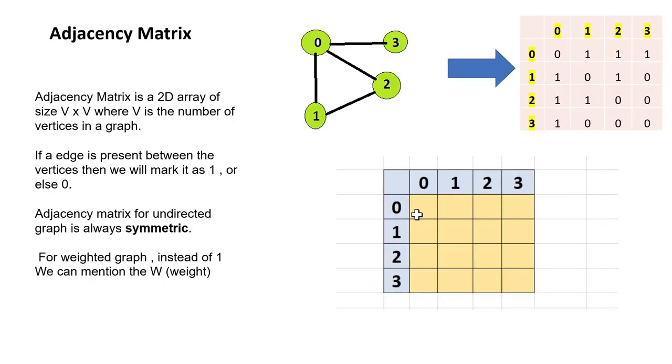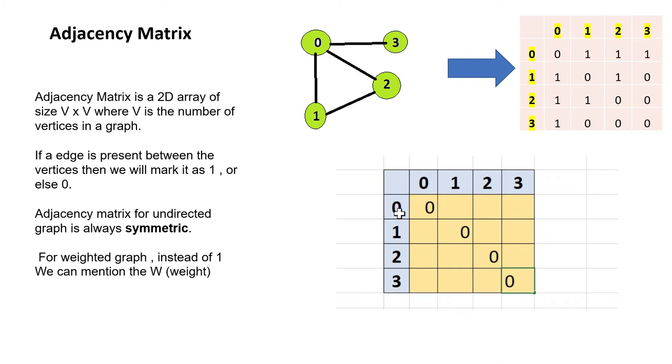Here I formed a V cross V matrix, which denotes the vertices: 0, 1, 2, 3. I have a total of 4 nodes, denoted here and in this area also. If I have a connection between them, I place a 1, and if there is no connection, it will be a 0. Obviously, 0 to 0 there is no connection, so it will be 0, and 1 to 1 also 0, 2 to 2 also 0, and 3 to 3 also 0, because all the diagonals will be 0. The same point to the same point has no connection; we are not considering it.